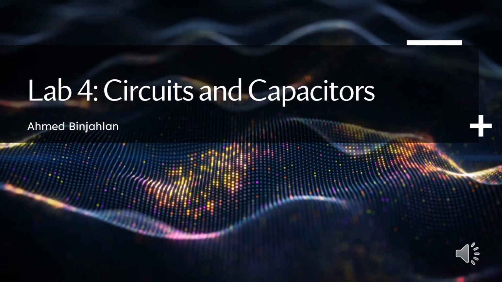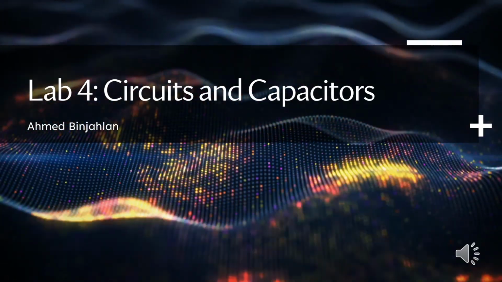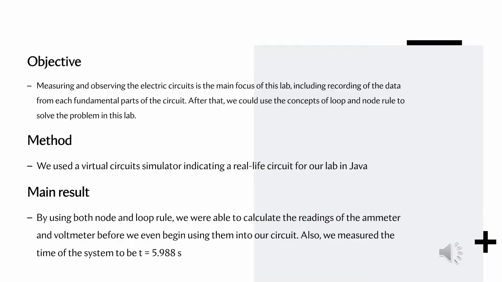Hello, so in our fourth lab, we will talk about circuits and capacitors. The objective of this lab is measuring and observing electric circuits, including recording data of each fundamental part of the circuit. After that, we could use the concept of loop and node rule to solve problems in this lab.